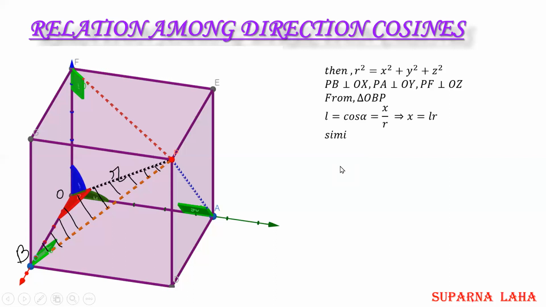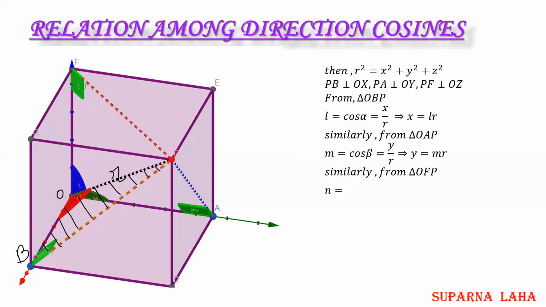Similarly, let's talk about this triangle OPA. This angle is beta, and this is 90 degrees. So again the same thing happens: cos beta equals y by r. And what is cos gamma? Cos gamma equals z by r. Okay, so x equals lr, y equals mr, and z equals nr.